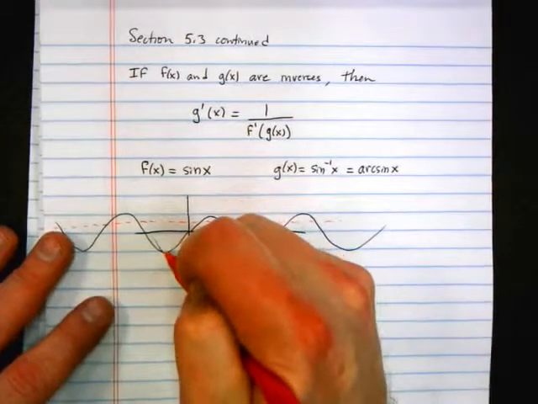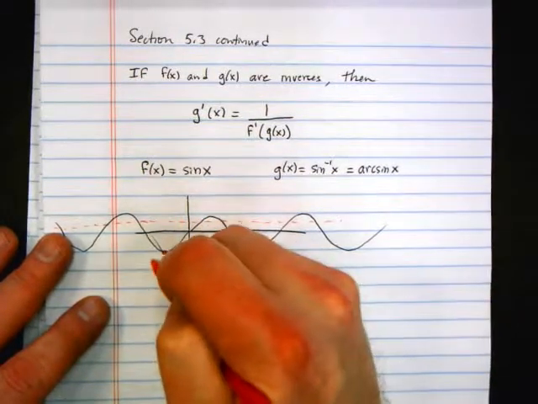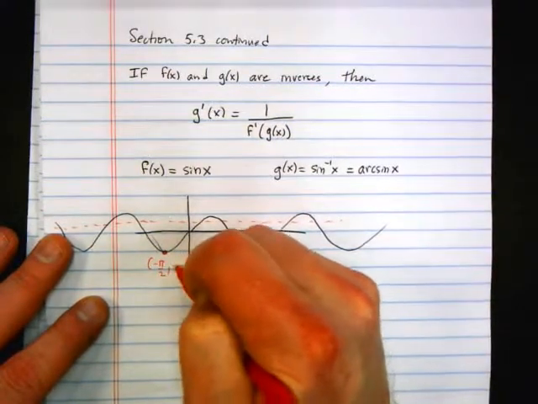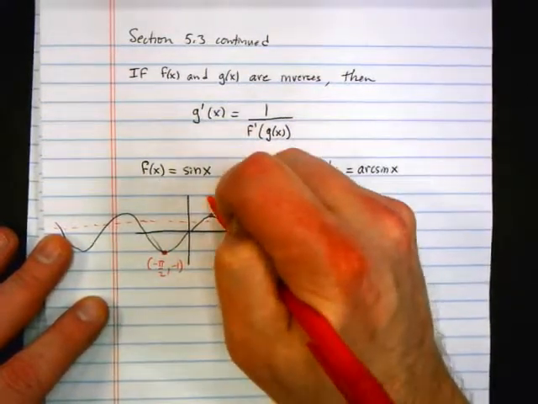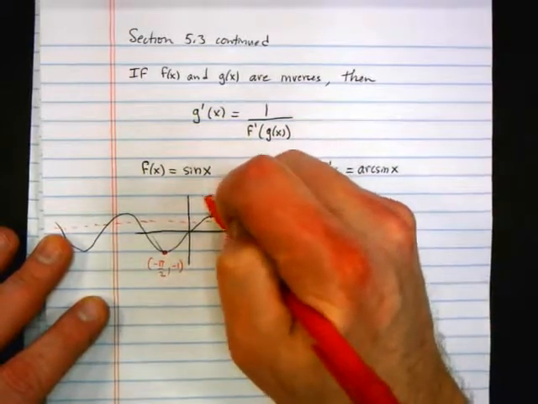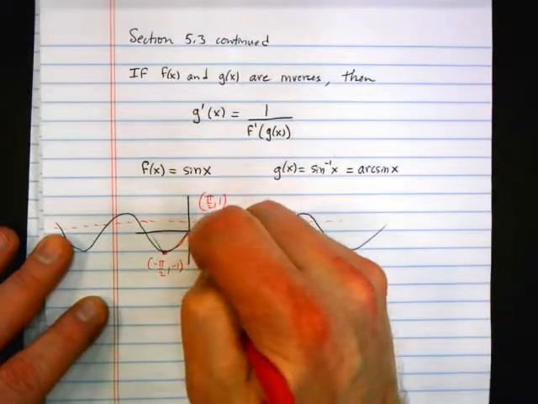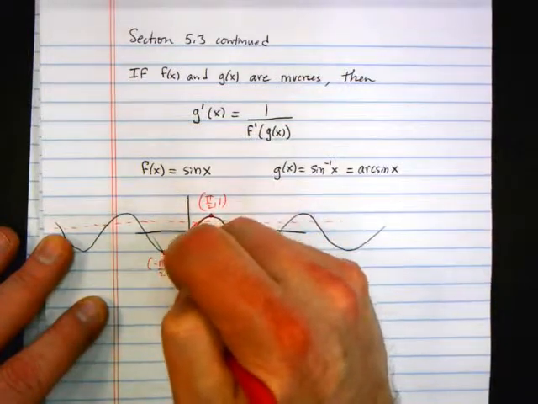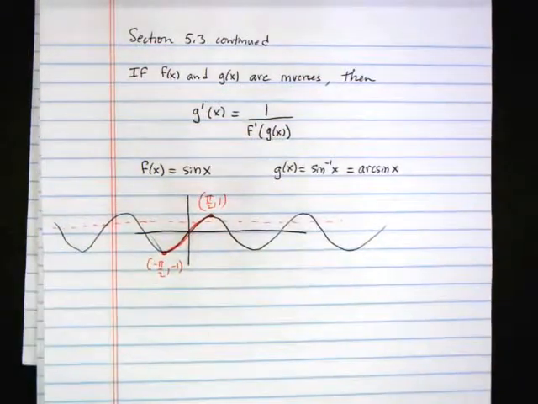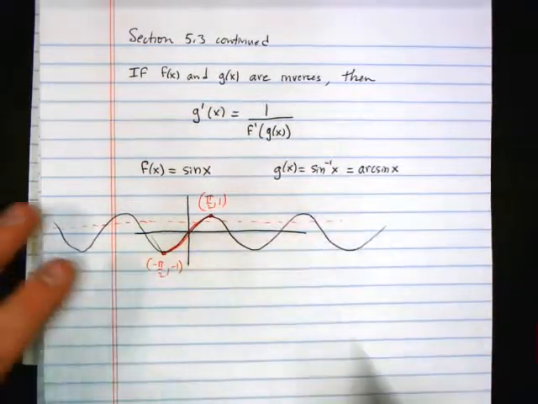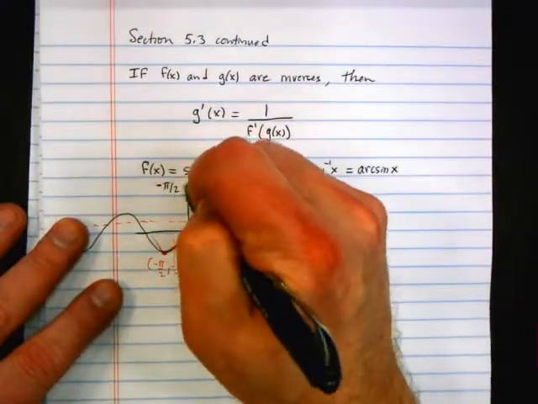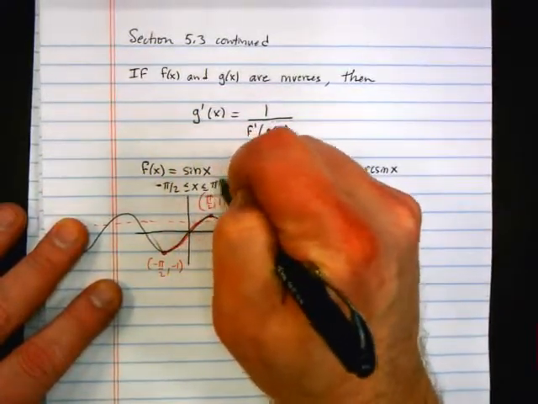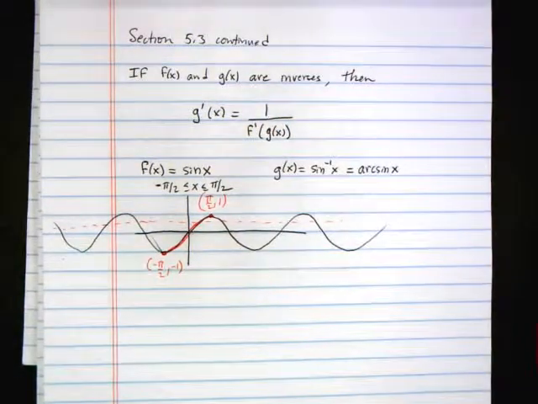Negative pi halves to pi halves is the one we pick. This is the point right here, negative pi halves, comma, negative 1. And that right there is the point pi halves, comma, 1. So typically when we're talking about sine and we want to talk about its inverse, you use that domain. So our domain for sine, in order to write this arc sine function, x has to be between negative pi over 2 and pi over 2. Questions on that?